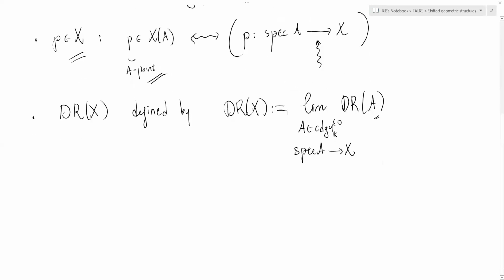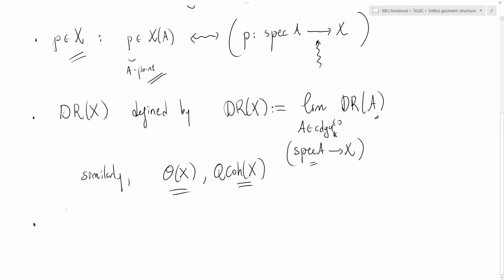Similarly, a similar definition will work for the structure sheaf, or if you consider the quasi-coherent sheaves on X, you can define them by using the CDGA. You consider this Spec A or this point P, and this is how we define all of these objects for arbitrary X.